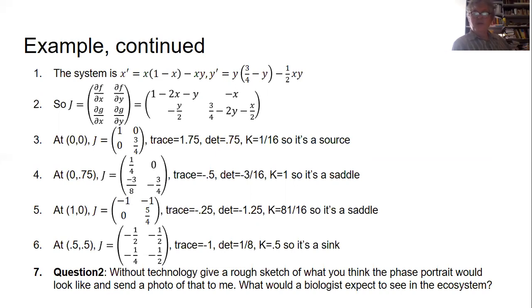Okay, so now what I want you to do is, without technology, just give a rough sketch of what you think the phase portrait would look like, just taking into account what's happening at those four equilibrium points, and send a photo of the rough sketch to me. I'm not looking for a work of art, I'm just looking for something that fits the data given. And then the question is, based on our analysis here about what the equilibrium points are, what do you expect to see happening in the equilibrium, i.e. what's happening out there in the ecosystem?